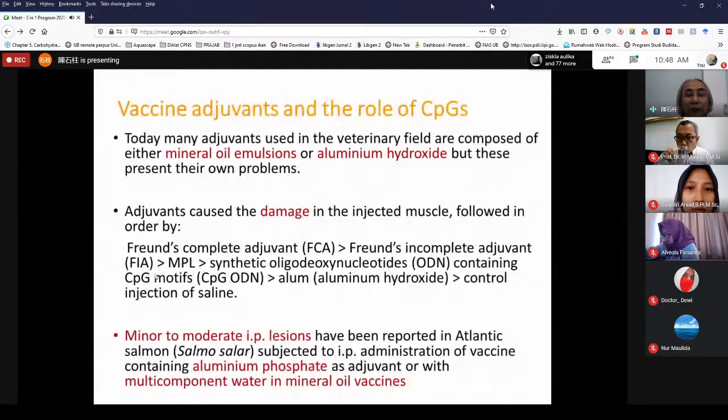Okay, when we mix with the CpG ODN, it causes mild inflammation, not damage. So mild to moderate injection site lesion. Aluminum hydroxide is low toxicity, with only very mild side effects. Why don't we choose aluminum hydroxide? Because aluminum hydroxide only induces humoral immune response, antibody titer, and cannot increase the cellular immunity. So why do most of us currently choose mineral oil or some different kind of adjuvant?